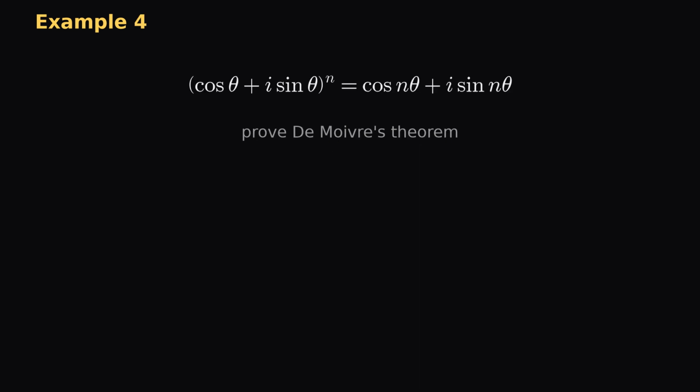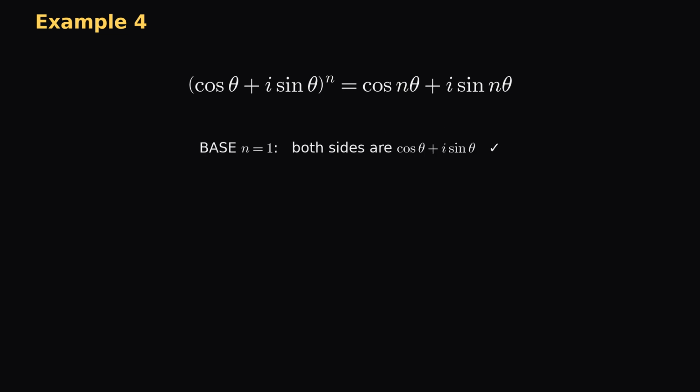Example 4. And this one ties the last 3 videos together. Prove de Moivre's theorem. (cos θ + i sin θ)^n is cos nθ + i sin nθ. Base case, n equals 1. Both sides are cos θ + i sin θ. True. Assume it holds for n equals k.